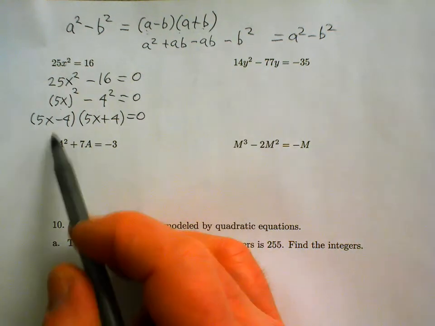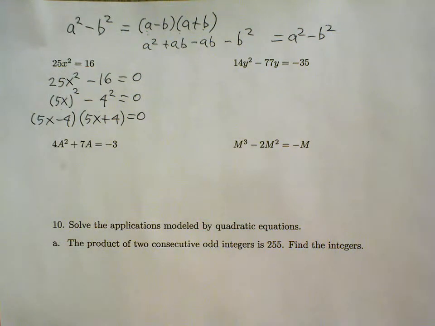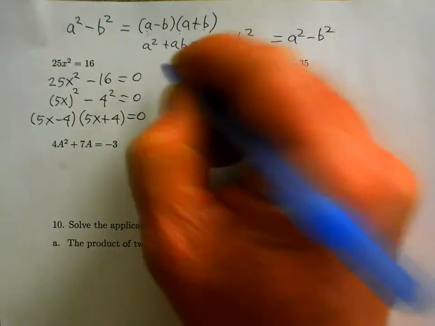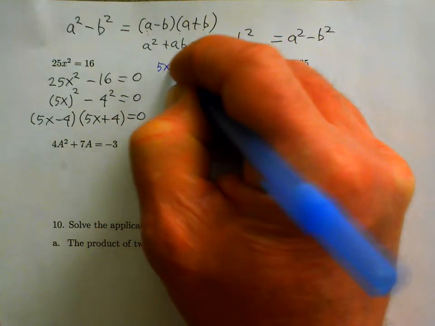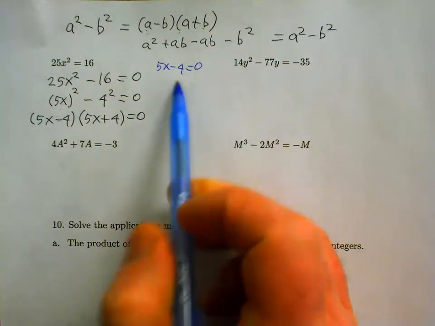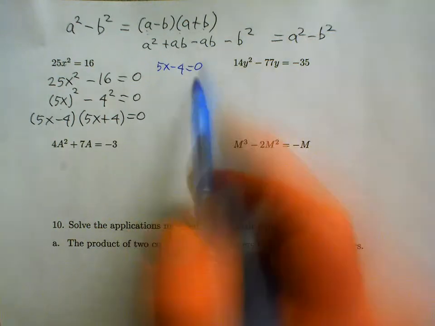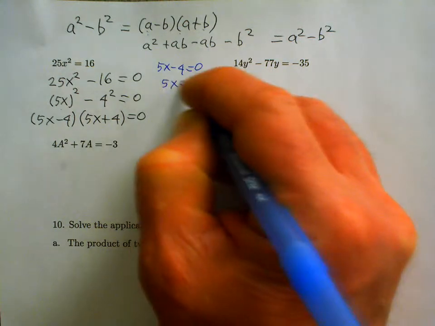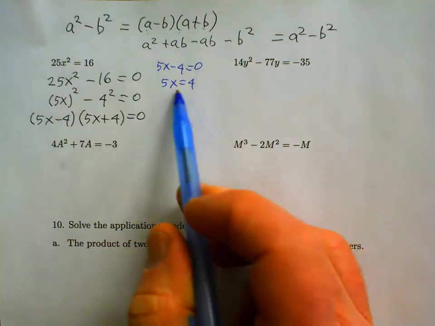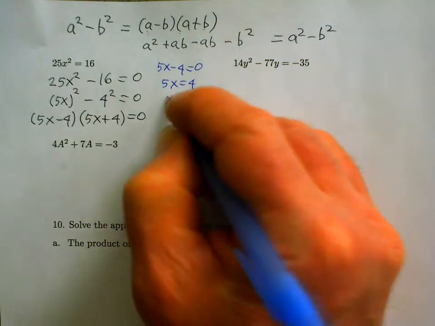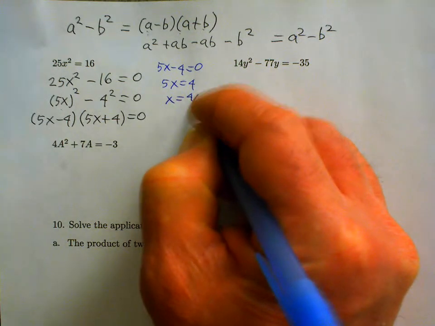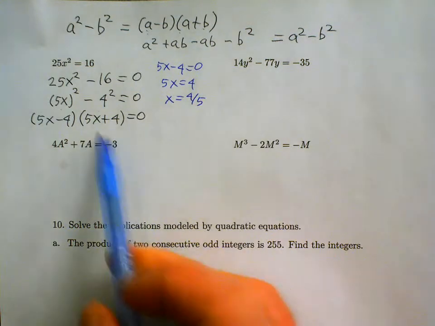Okay, then set each factor equal to 0. One factor is 5x minus 4. Set that equal to 0. We'll go ahead and solve it. Add 4 to both sides, so we get 5x equals 4. And then divide both sides by 5, we get x equals 4/5.